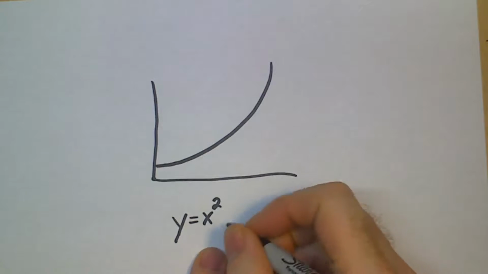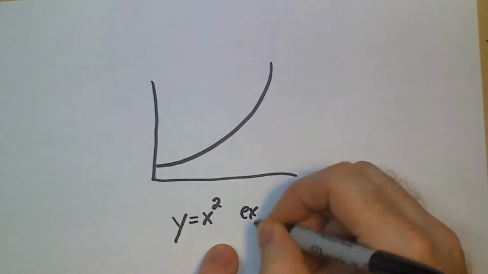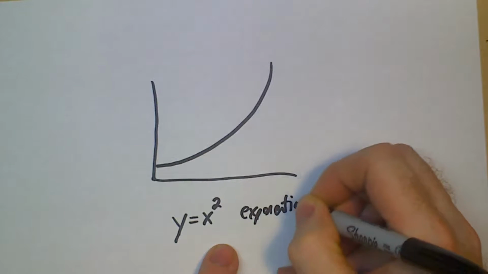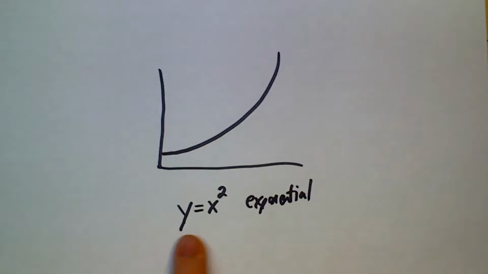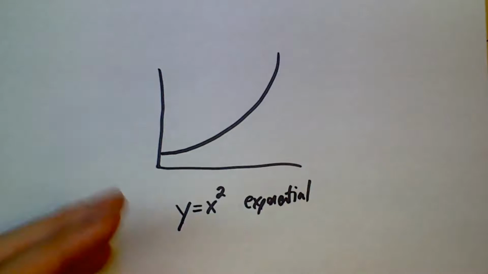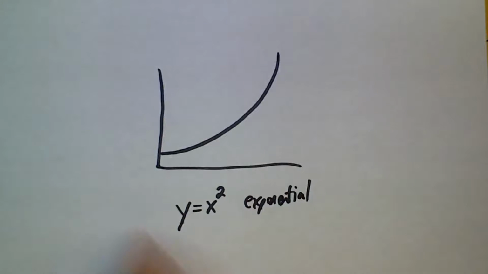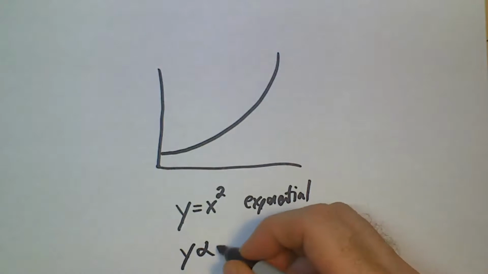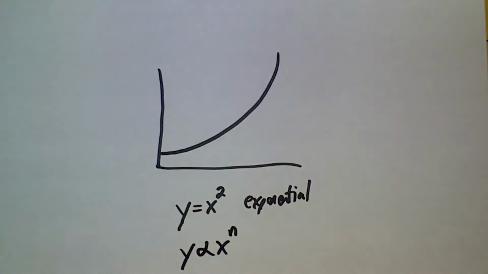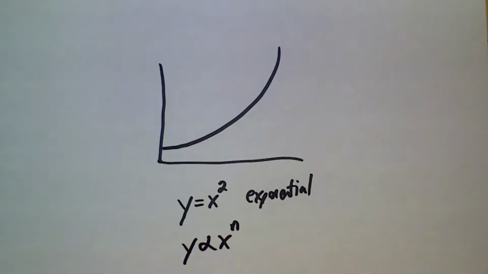So for an exponential relationship, all the equations look like this. They look like y on one side and x raised to some exponent on the other side. So this is one specific kind of equation, but the general relationship is represented like this. Y is proportional to x raised to some exponent. We don't care. Any exponent we want, right? So this could be y equals x cubed, y equals x to the 5th.